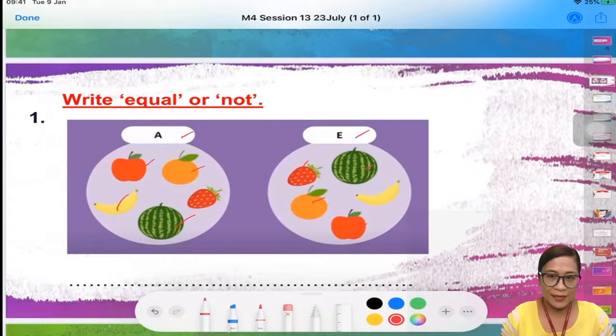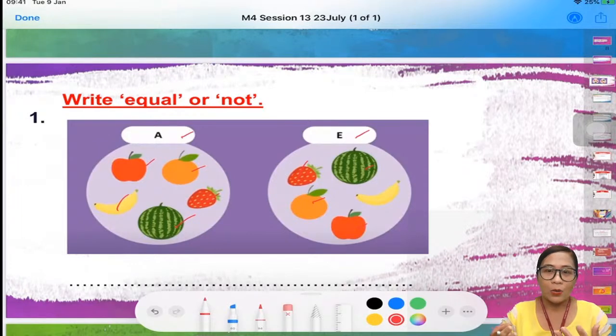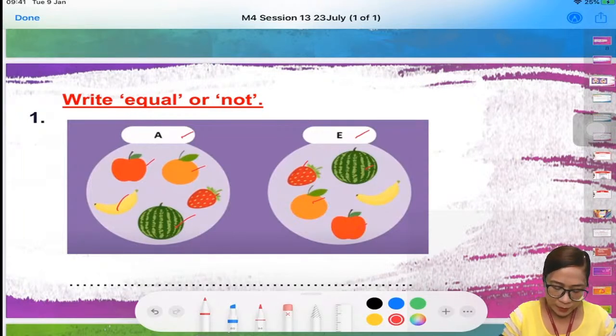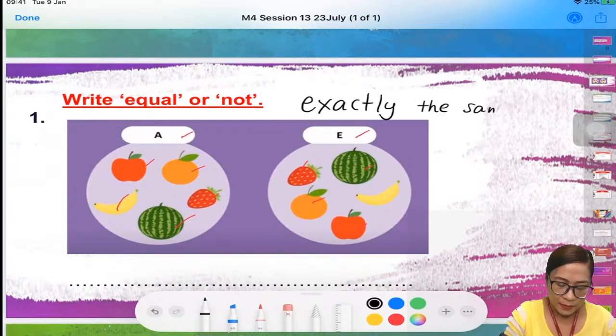So you have set A and set B. The pictures of the fruits found in set A are also in B. So they have exactly the same elements. The word is exactly. So I'll write the word here. They have exactly the same elements. Okay, same fruits.